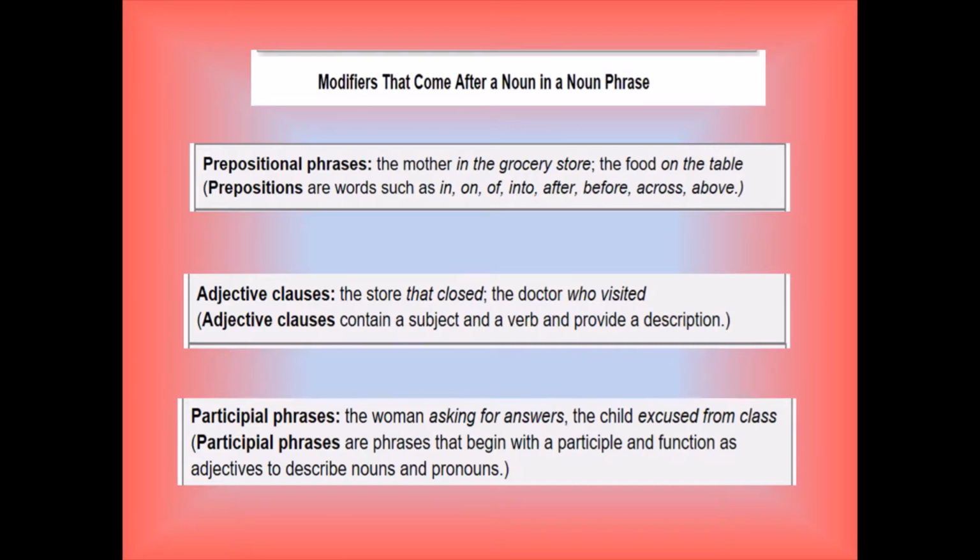Next, the child excused from class. Our participial phrase is excused from class. It starts with the participle excused, and this phrase modifies the word child. I hope that you fully understand what a noun phrase is and its components.